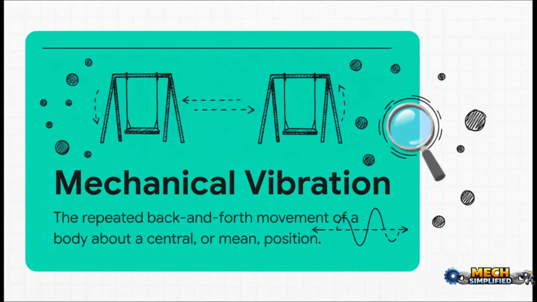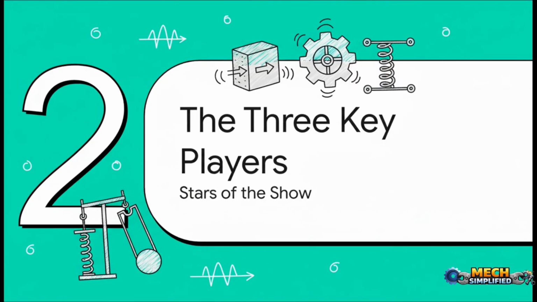So what is mechanical vibration officially? Well, it's just a fancy way of saying something is moving back and forth over and over again around its middle point. Think about the swing. That central position is the very bottom, where you'd hang perfectly still. Every single push, every sway, that's a vibration. Simple as.